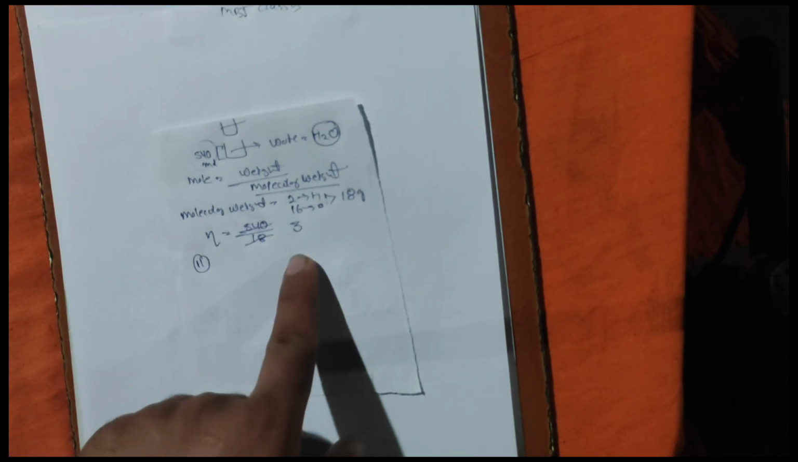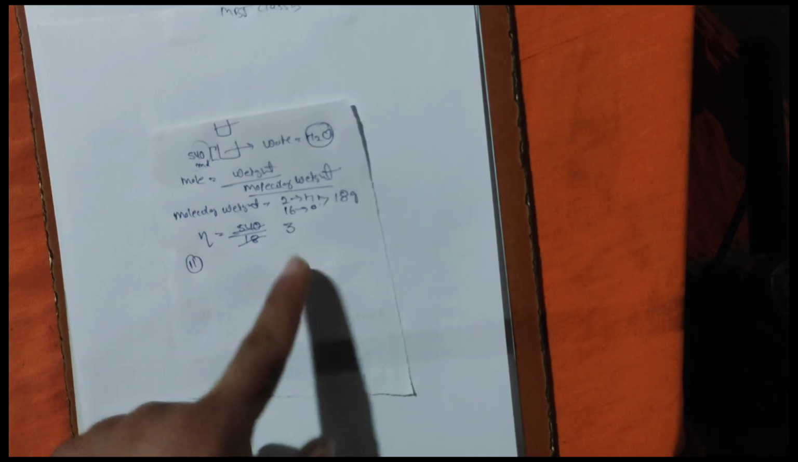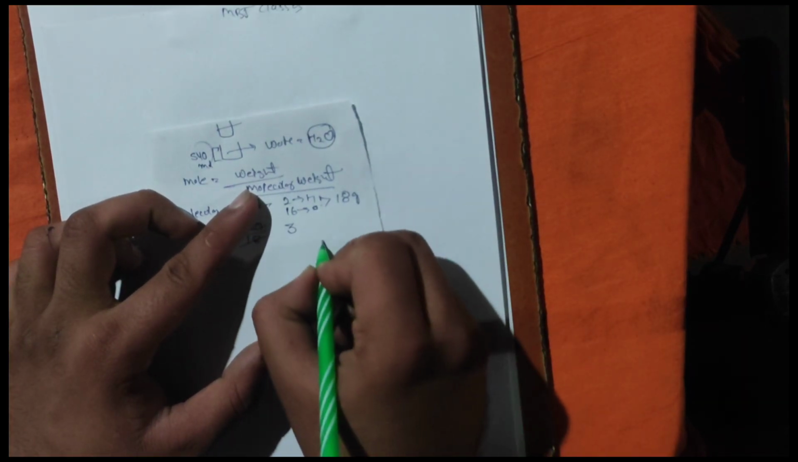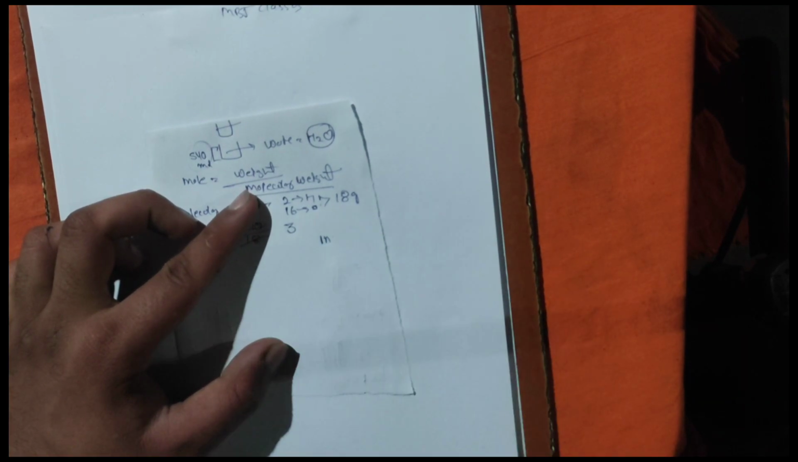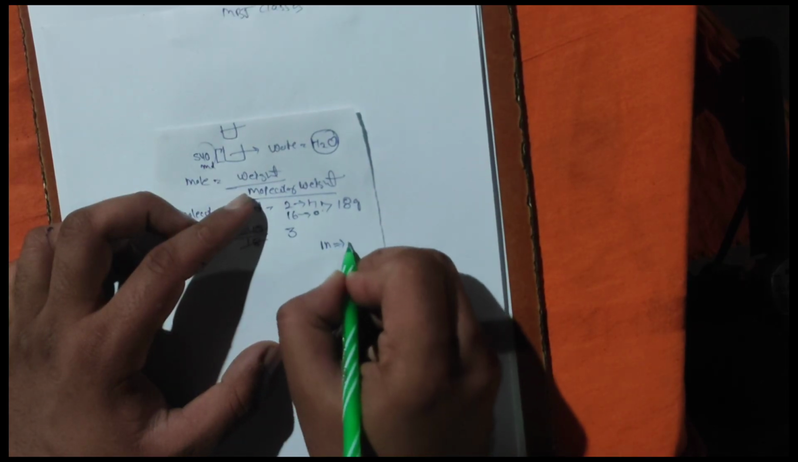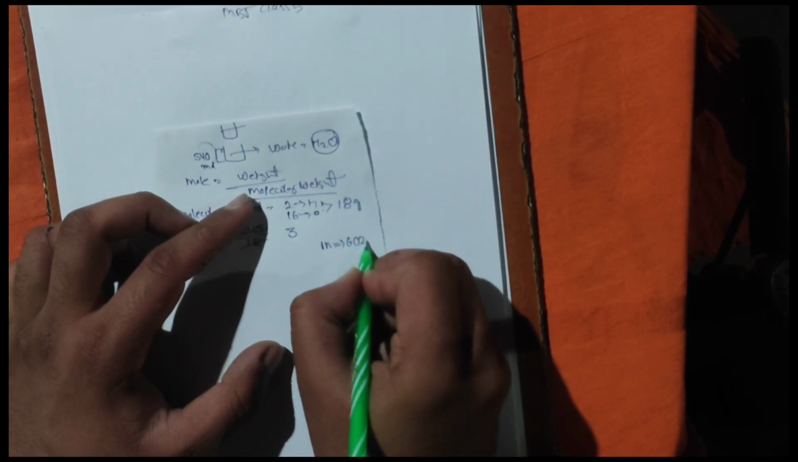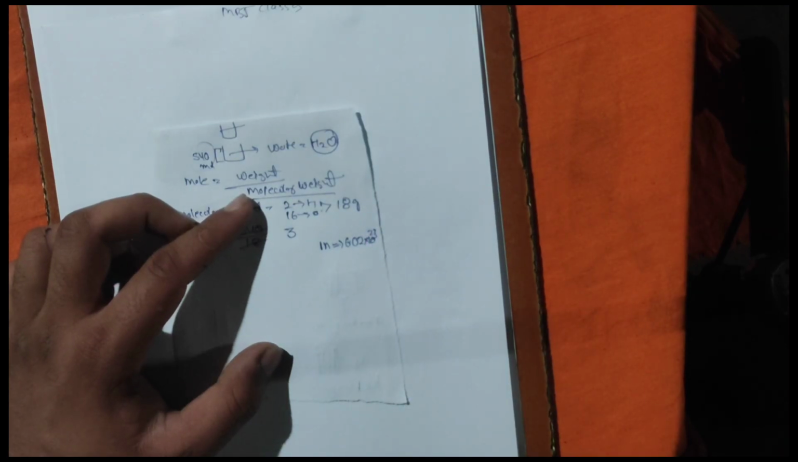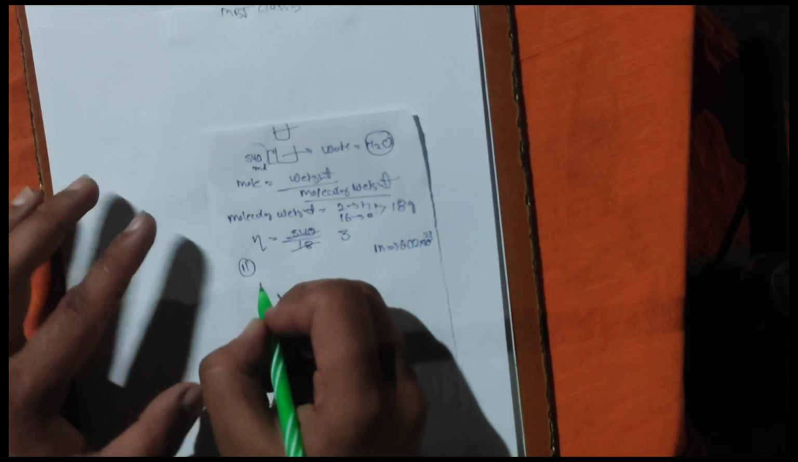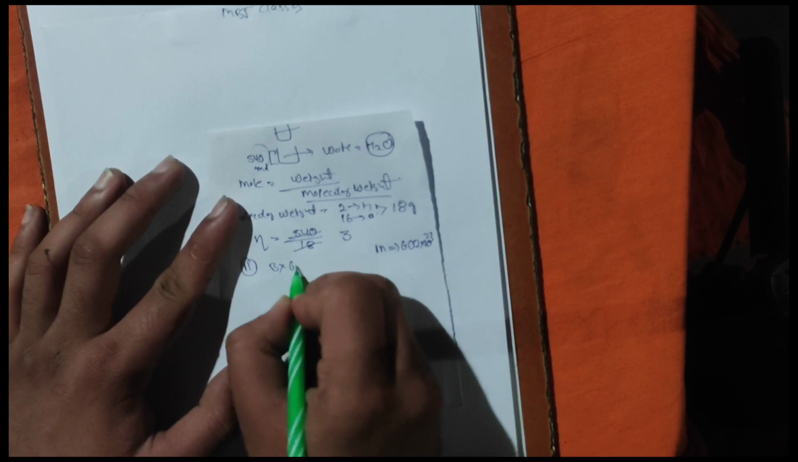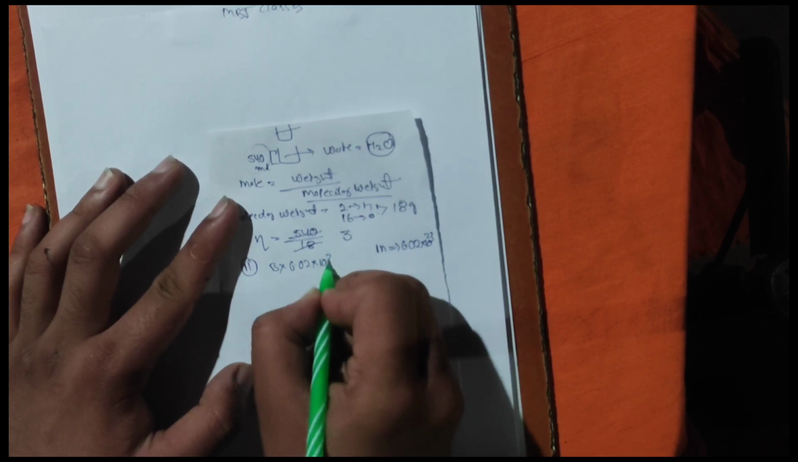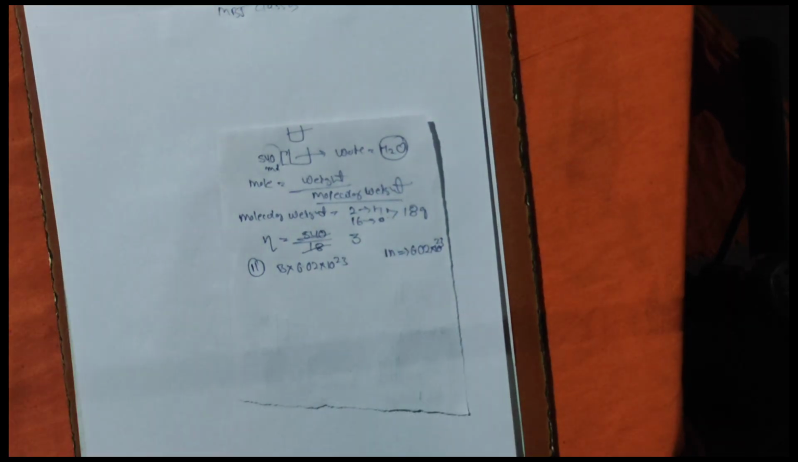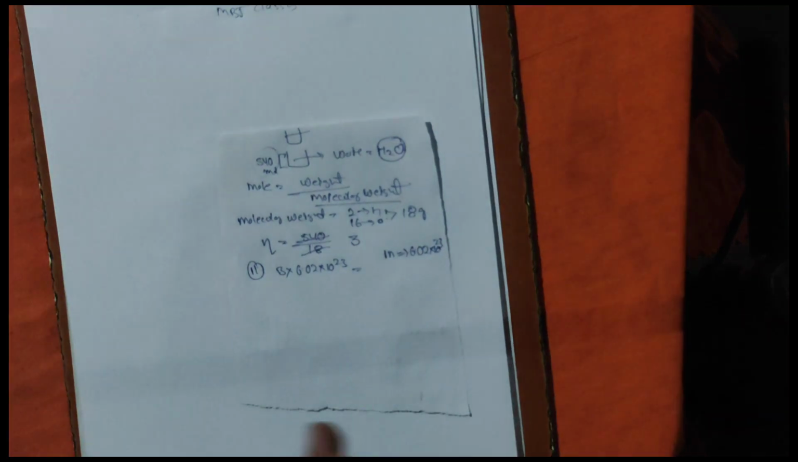The second point is interesting: we know that we have 3 moles. In 1 mole we have 6.02 into 10 to the power 23, the Avogadro number. So in 3 moles we have 3 into 6.02 into 10 to the power 23. By using this we can calculate the number of molecules.